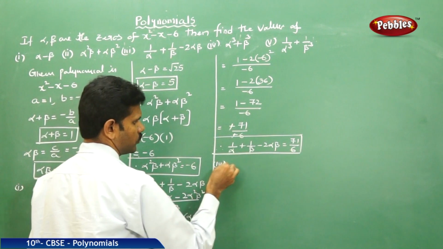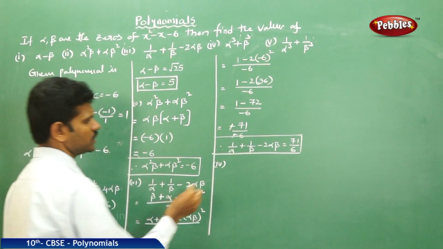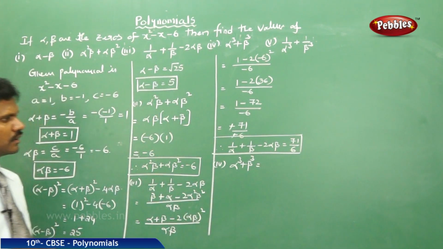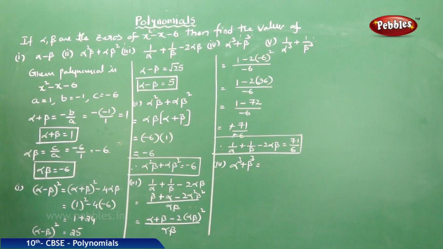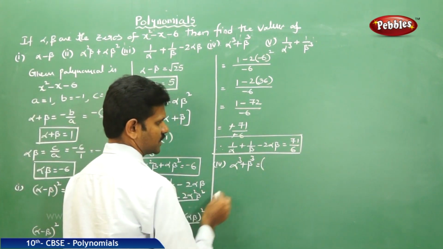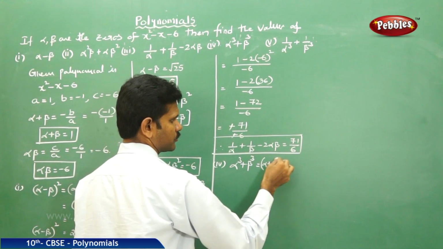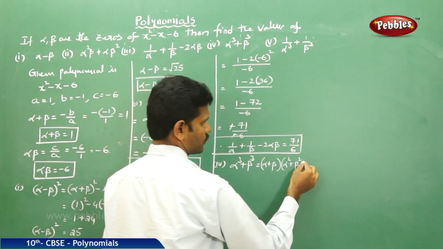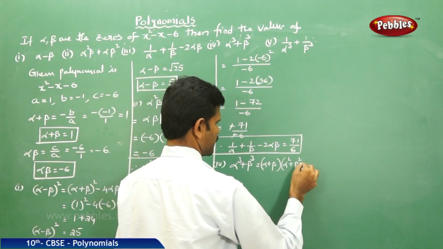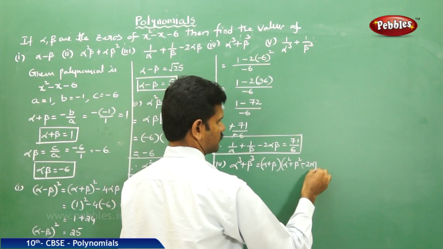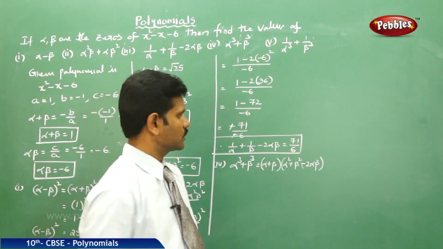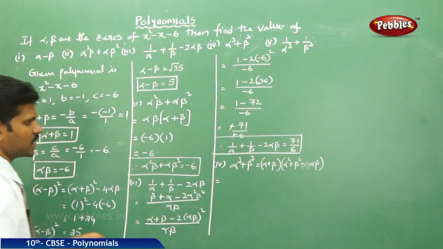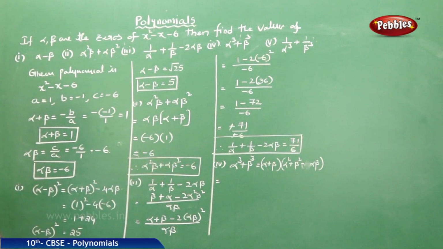Now part 4. Part 4 is alpha cube plus beta cube. You know very well, alpha cube plus beta cube value we can directly write, that is (alpha plus beta) into (alpha square plus beta square minus alpha beta). Substitute the values. Alpha plus beta value is 1.